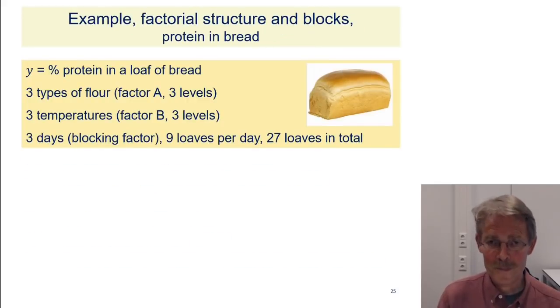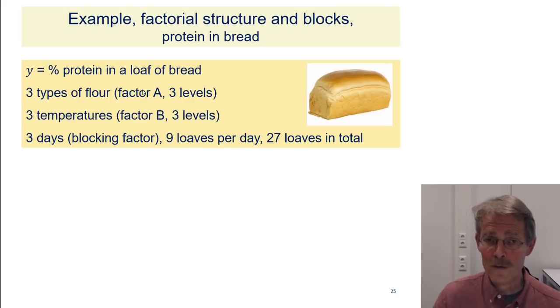Here's an example. It's about loaves of bread. Here you have a typically Dutch loaf of bread. We're interested, that's the response variable, the variable of interest, in the percentage of protein in a loaf. And we can prepare these loaves of bread with different flours. So we have an interest in comparing the types of flour. Which type of flour gives me maybe a higher protein content? And we wonder whether the comparison between the 3 types of flour will be the same for different temperatures. Are the differences between the 3 types of flour the same for different temperatures of the oven or not?